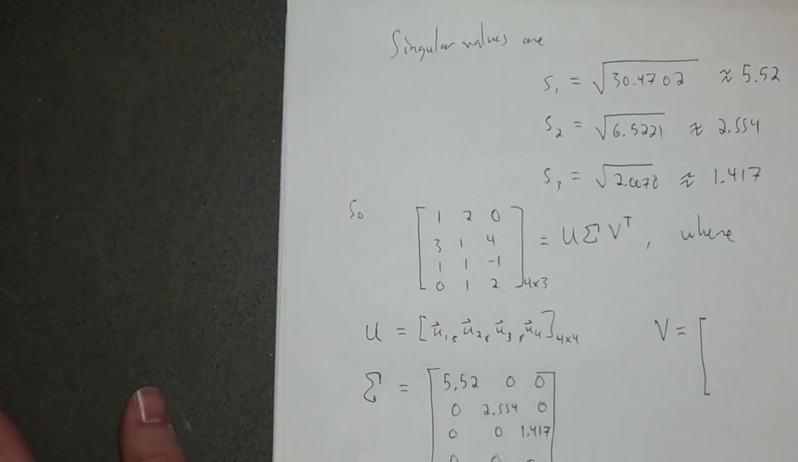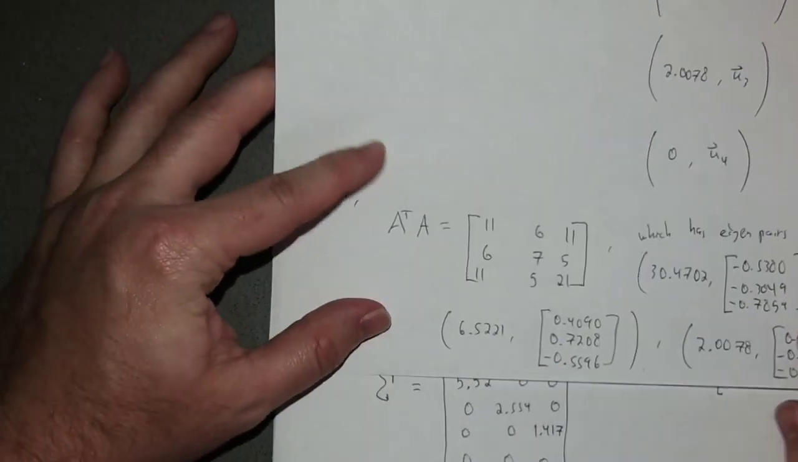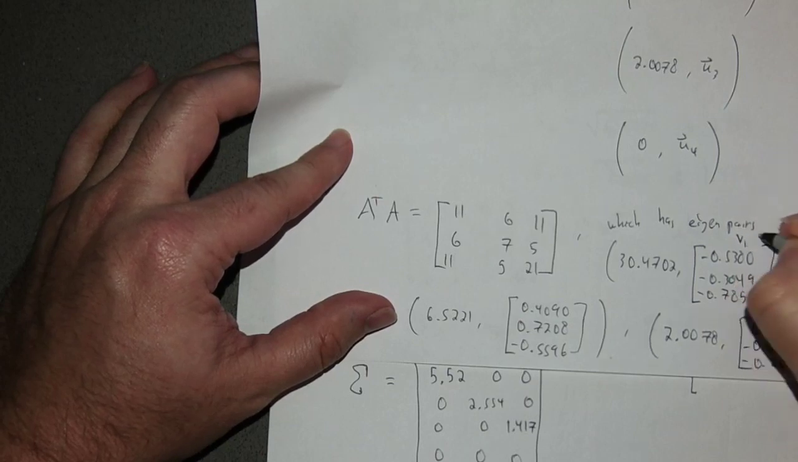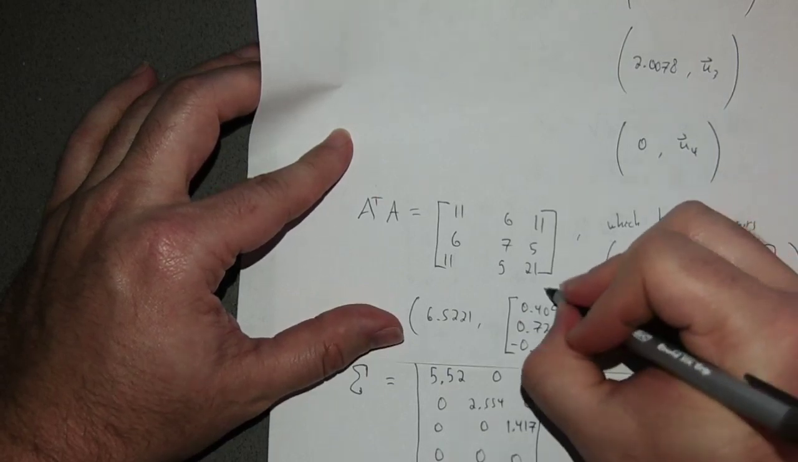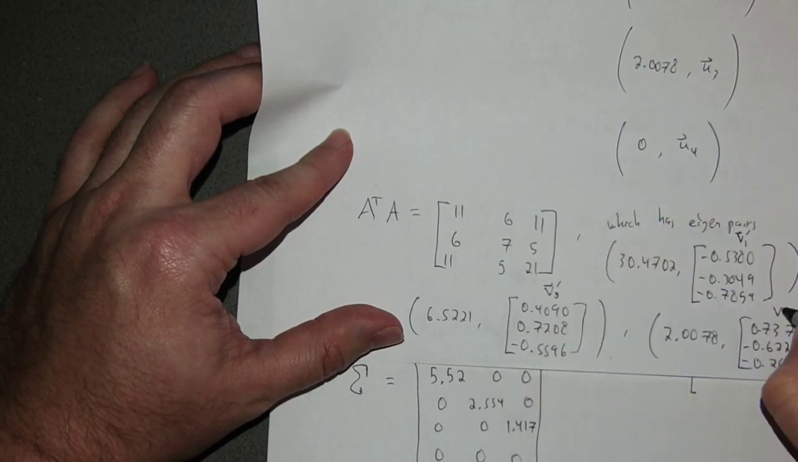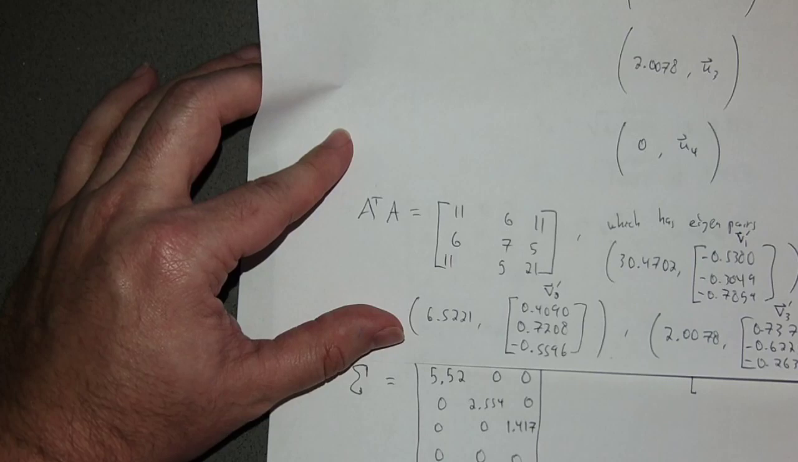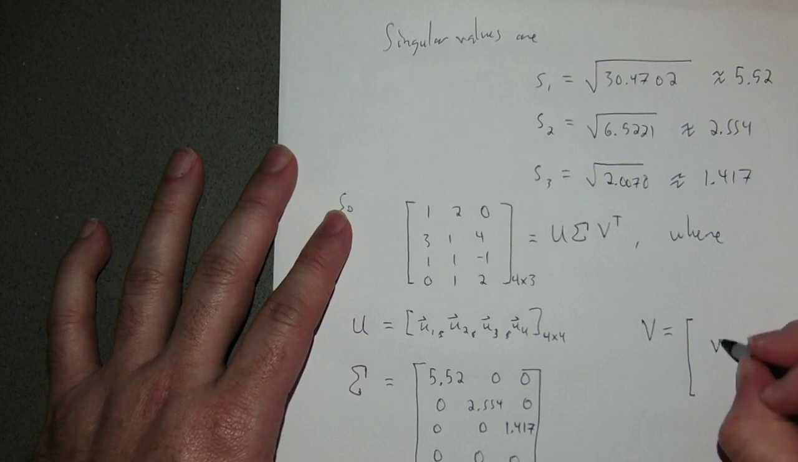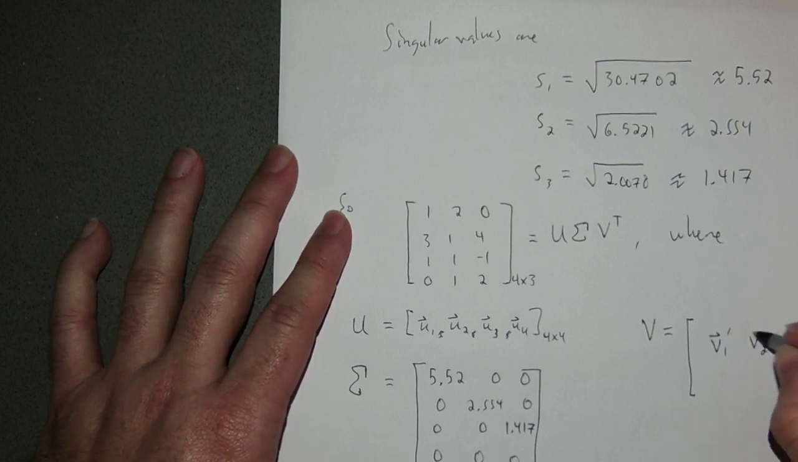V is going to be exactly as I've written. Maybe I should go back here and call these V1 prime, V2 prime, and V3 prime. So writing them in this way, I can read off V as V1 prime, V2 prime, V3 prime. So this is a 3 by 3.